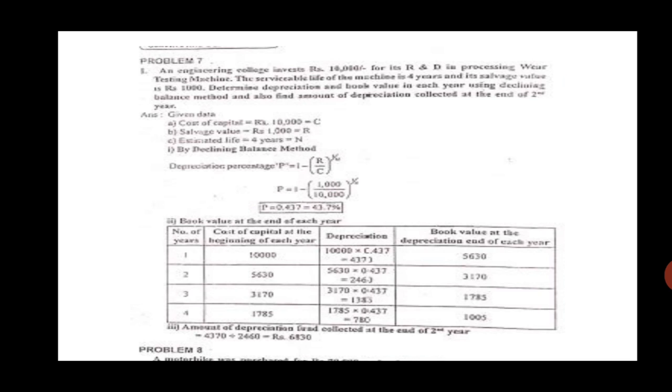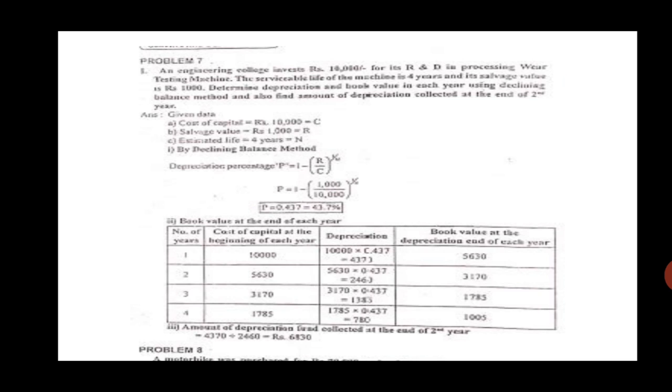Initially it starts with 10,000 rupees, keeps on reducing. Third column is depreciation, that we already seen the percentage, that is we have to multiply with 0.437. Whatever is the cost of the capital for that particular year, you have to multiply that into the depreciation, so that you will get the depreciation amount, and this depreciation amount you will deduct from the cost of capital to come to know the book value. Okay, so book value is nothing but cost of capital minus depreciation for that year.